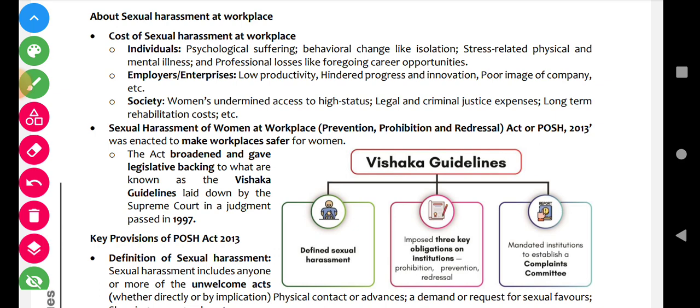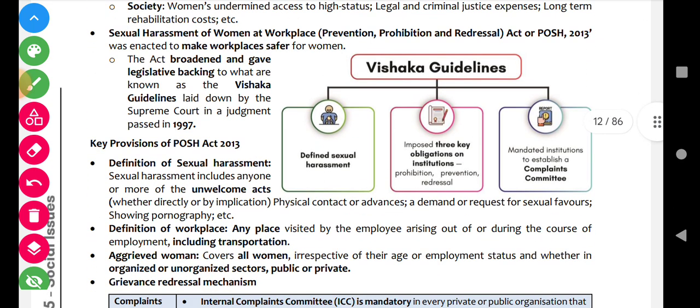So what are the Vishaka Guidelines? They defined sexual harassment and imposed three key obligations on institutions: prohibition, prevention and redressal. And third, they mandated institutions to establish a complaints committee.